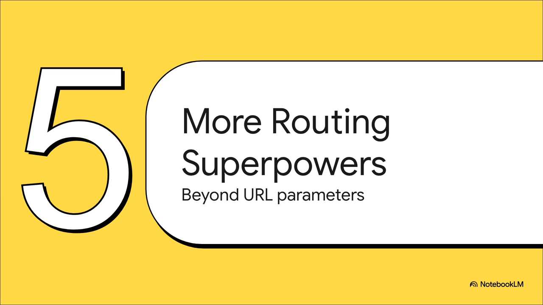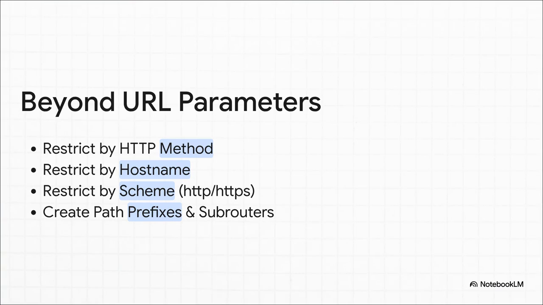But honestly, capturing URL variables is just the beginning. It's like the entry-level feature. Gorilla/Mux is absolutely packed with other features that give you incredibly fine-grained control over how you handle requests. Let's take a quick look at some of its other superpowers. This is where you really level up.